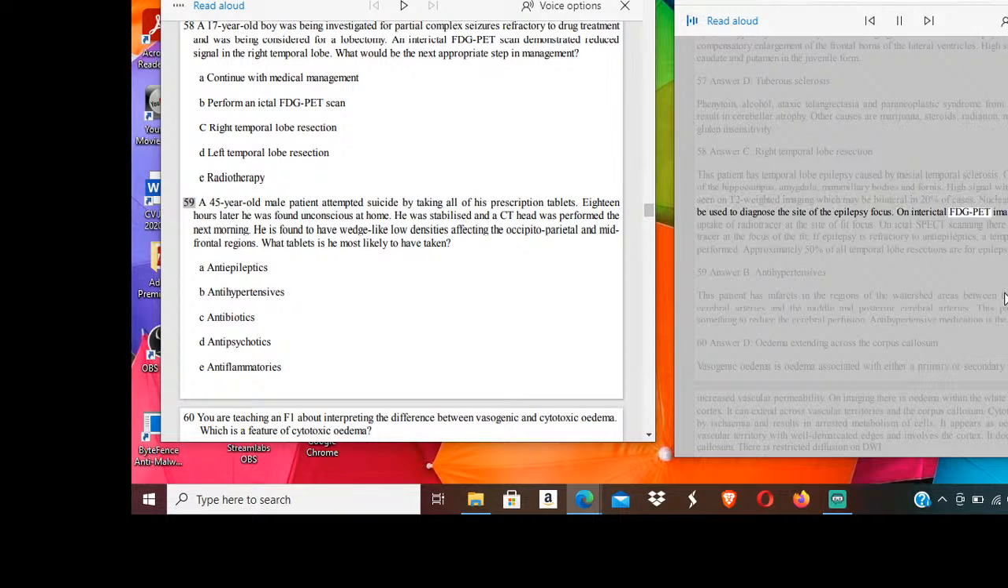On interictal FDG PET imaging there is decreased uptake of radiotracer at the site of the fit focus. On ictal SPECT scanning there is increased uptake of tracer at the focus of the fit. If epilepsy is refractory to antiepileptics, a temporal lobectomy can be performed. Approximately 50% of all temporal lobe resections are for epilepsy.